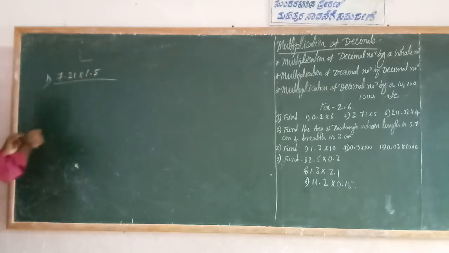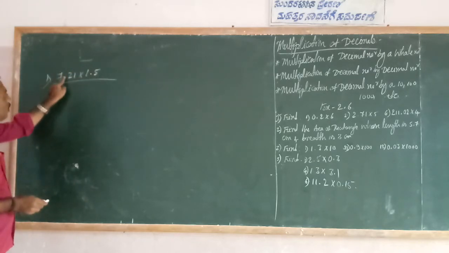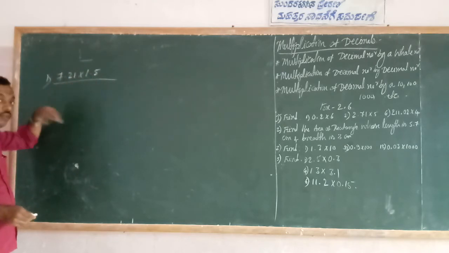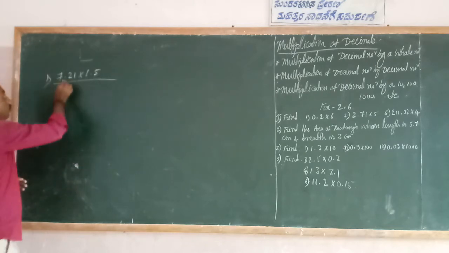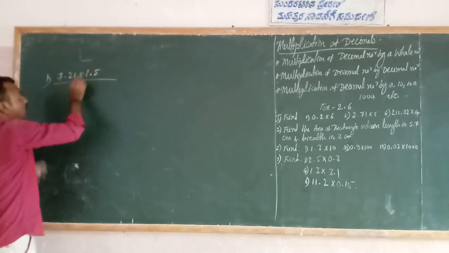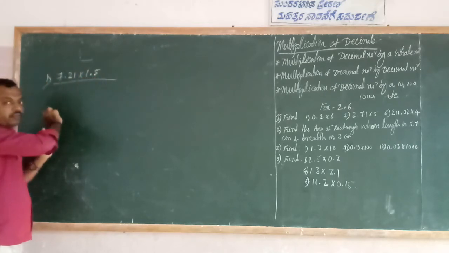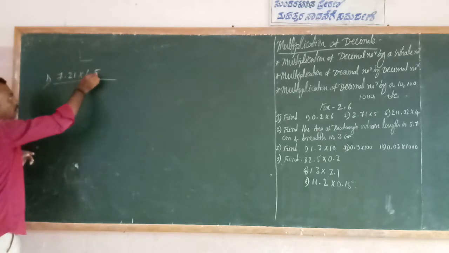On both sides, you should leave the point. So if you leave this point, how much becomes? 721. If you leave this point, 15. So now you should multiply 15 by 721. Then we can put the point. Until then, don't consider the point. First we have to multiply by 5 and then 1. If you know the 15 table, directly you can multiply by 15. Okay. I will multiply by 5 and after that by 1.